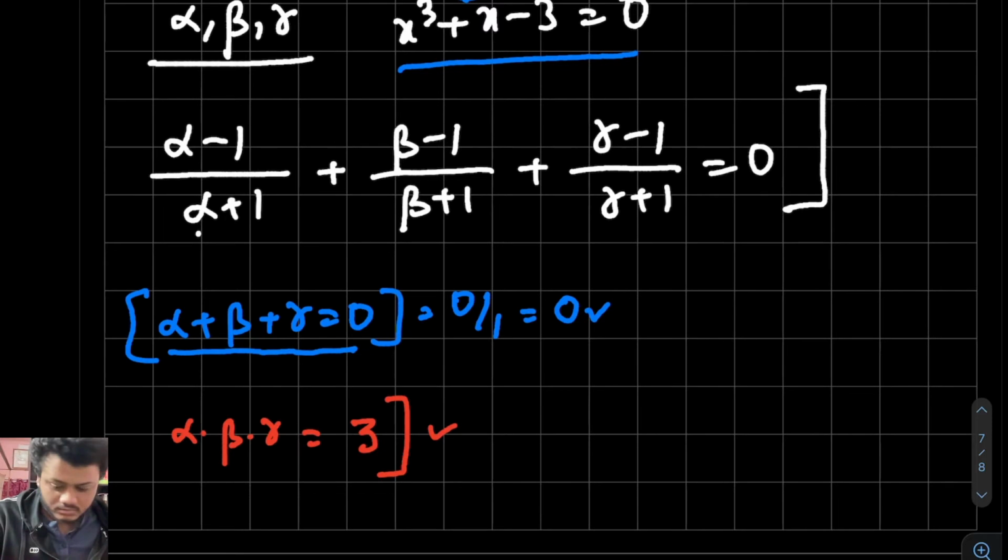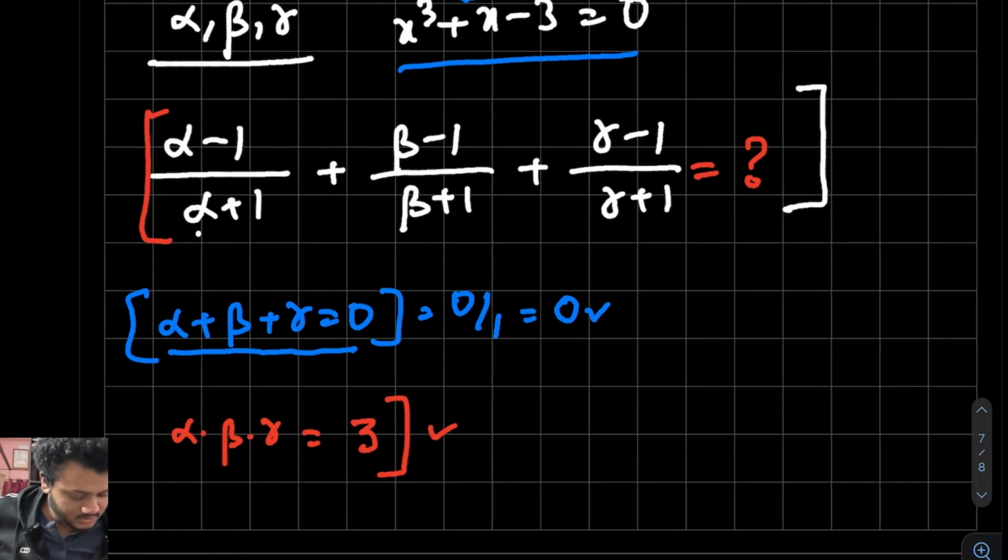So now we have to find this expression. I'm really sorry, this was not equal to 0. We just have to find out what the value is. Please note that alpha minus 1 by alpha plus 1 and so on, this is the value we need to find.